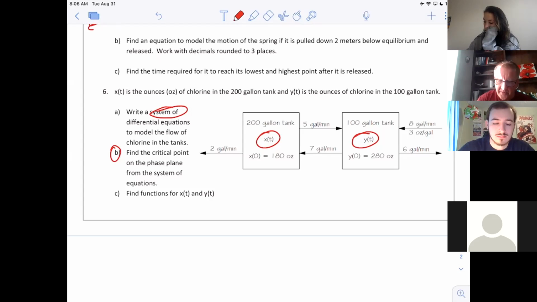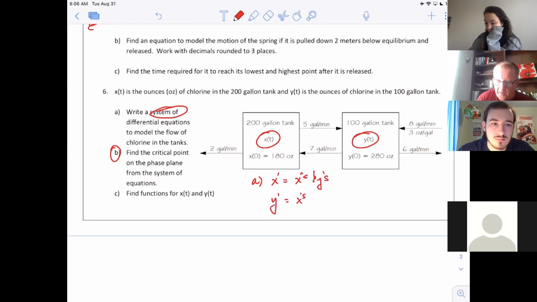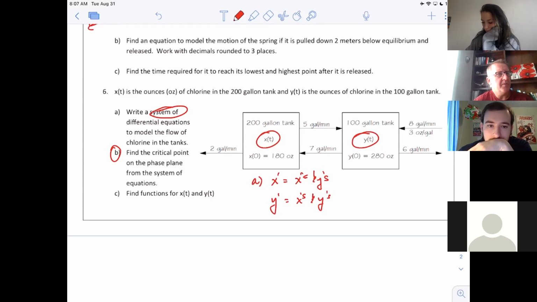So the idea is that for part A, and we can do this together in a little bit if you want, you're going to get some X prime equation with maybe X's and Y's on this side, and a Y prime equation with X's and Y's and maybe numbers on this side of the equation. And if you set those two things equal to 0, that's where the critical points come from. What's kind of cool in this problem is, what's the context of that? Like, why is that a critical point? Why?